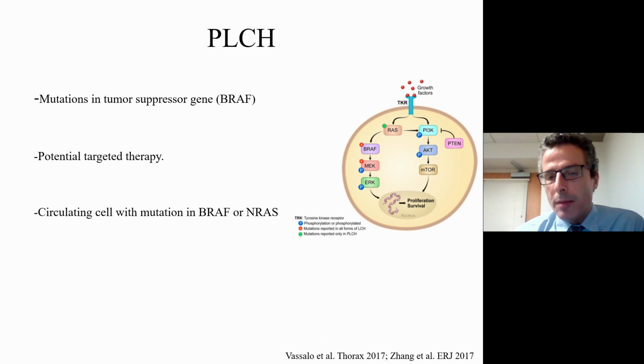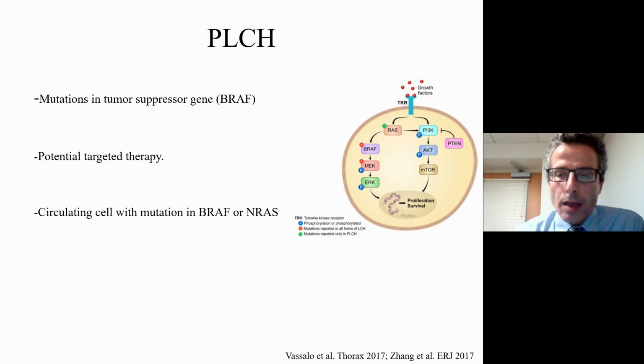So similar to LAM, more recently, we figured out that LCH is actually linked to mutations in a tumor suppressor. Most commonly, it's BRAF, and that has tremendous implications in how we treat the disease. Because as you may know, a lot of cancers are treated with BRAF inhibitors, the most famous being vemurafenib, which specifically targets the V600E mutation in BRAF. And it has been sporadically used in LCH with good results. It's especially effective in patients who have SIADH.